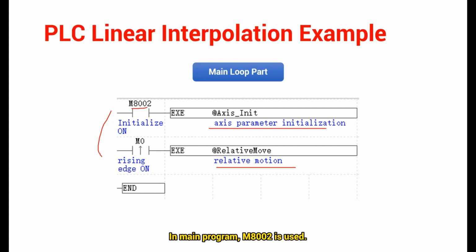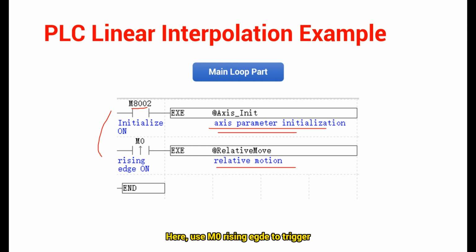M8002 is used. It is the auxiliary register that is conducted once when powered on. Specifically, when powered on, it's connected in the first cycle, then it's off all the time. This is generally used for the program that only needs to execute once, for example, X parameter initialization.